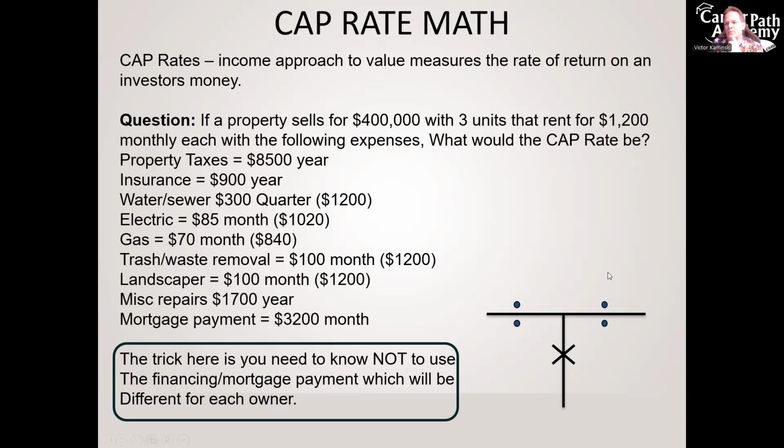And to calculate cap rates, we need the annual income after expenses. So the first step is we have to figure out our gross operating income. And how do we do that? Well, there are 3 units renting for $1,200 a month each. So what do we do?